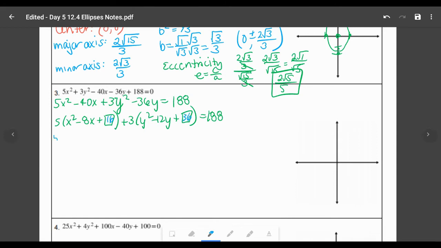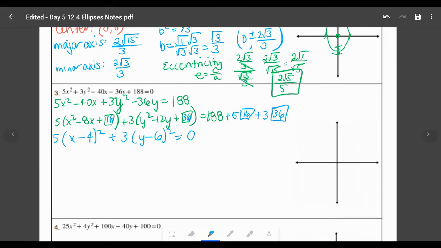All right, so I need to just factor this trinomial, and I get x minus 4 squared plus 3 times y minus 6 squared equals, now remember we got to add, if we did adding 16, it's really 5 times 16. And if I add a 36, it's really 3 times 36. So I'm going to add up 188 plus 80 plus 108, which actually gives us a 0.